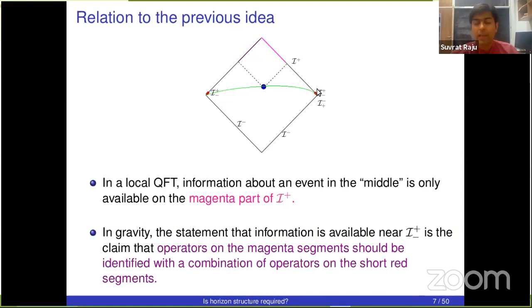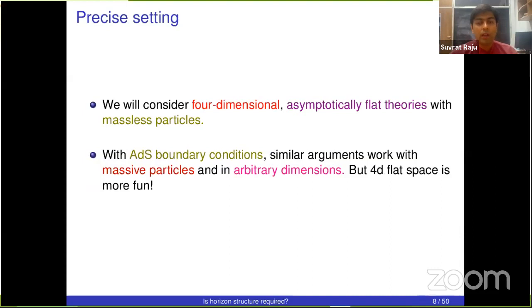And so this, in a way, is I think the right approach to make the previous idea precise, rather than working on a space-like slice where you have to worry about fixing gauge and identifying the location of operators. We work at null infinity, and there you can make this idea precise that you need to identify different operators on the same slice.